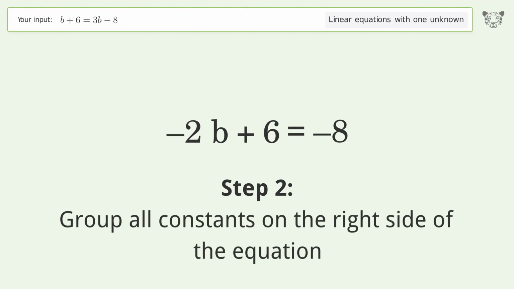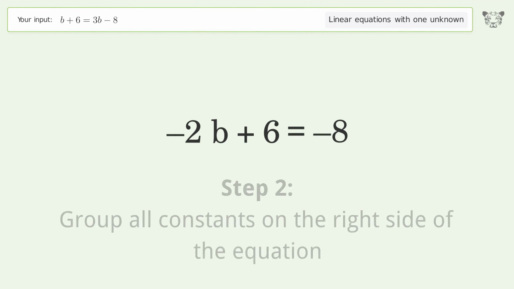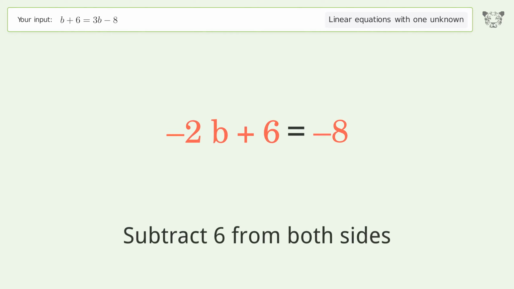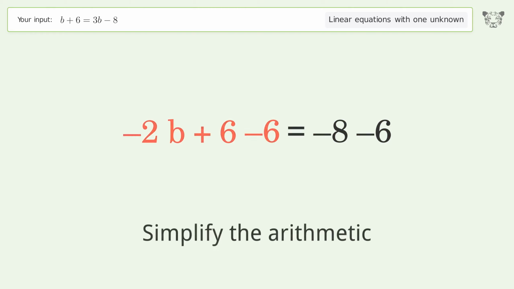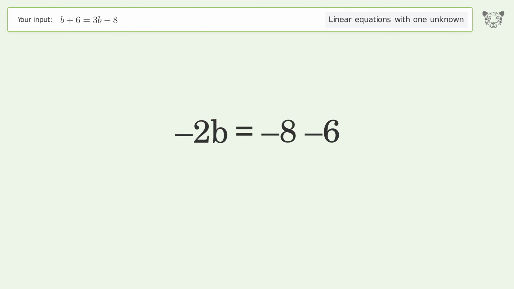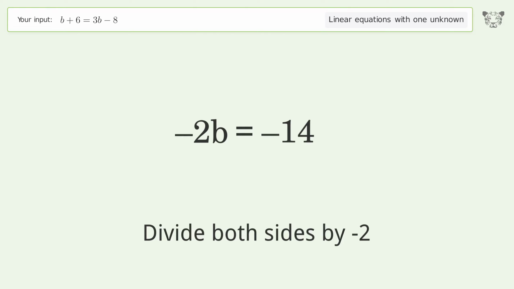Group all constants on the right side of the equation. Subtract 6 from both sides. Simplify the arithmetic. Isolate the b. Divide both sides by -2.